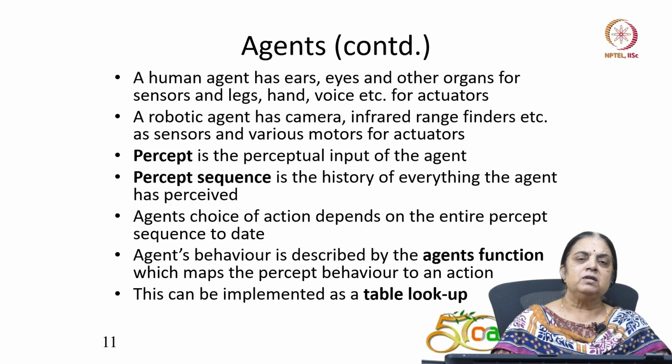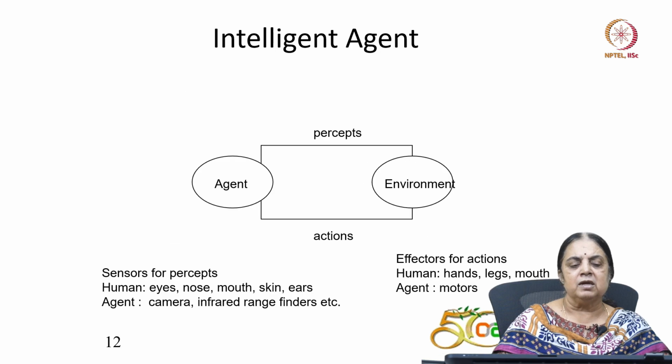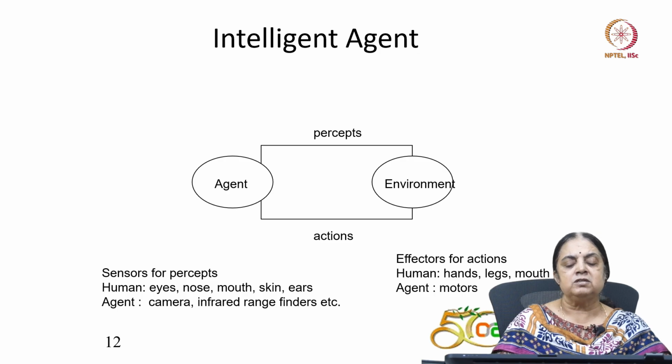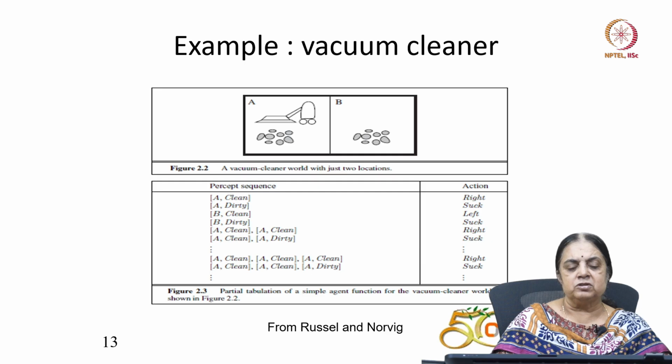One method of doing that is what is known as the table lookup. Okay, so let us see what it is. Here you can see you have the agent and the environment, and the effectors and the sensors. Sensors are used as input and effectors are used for actions.